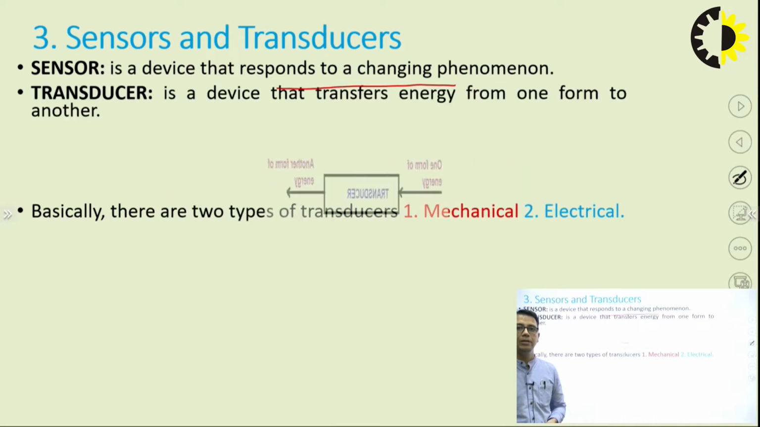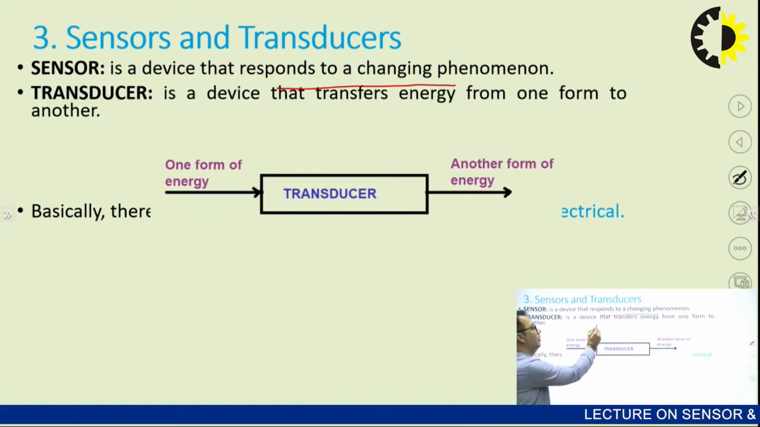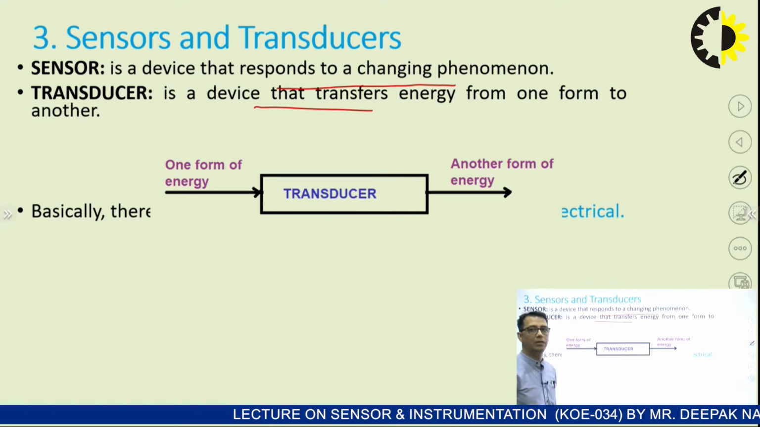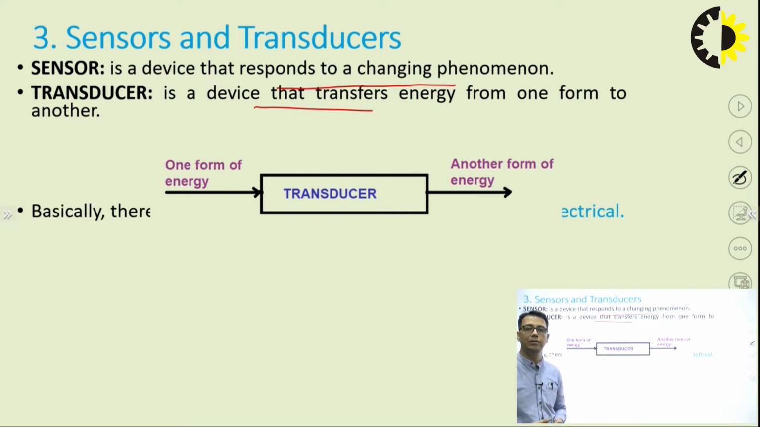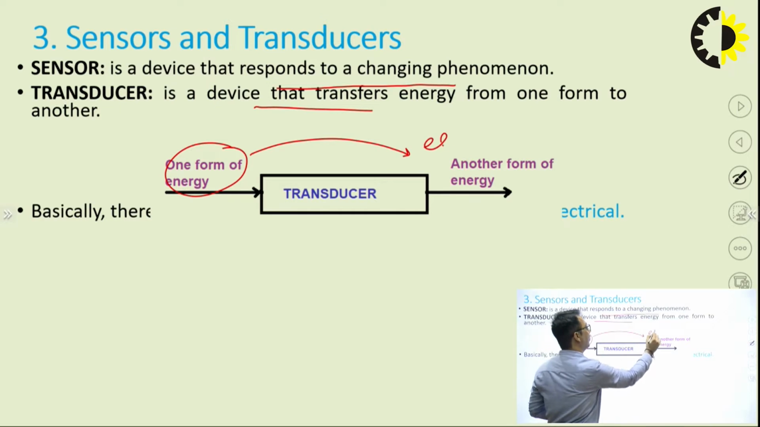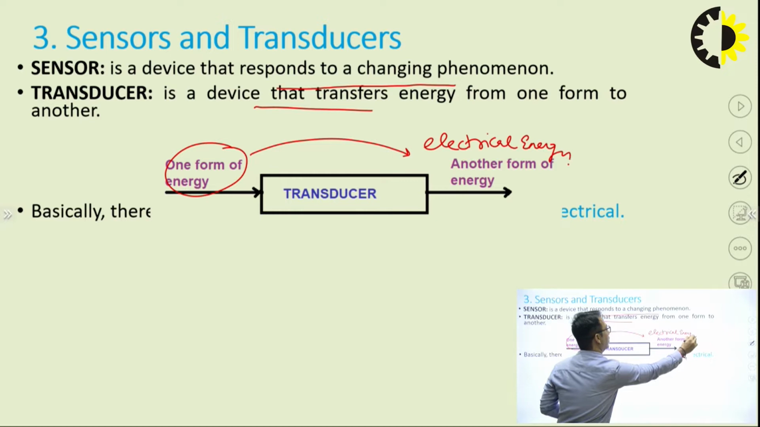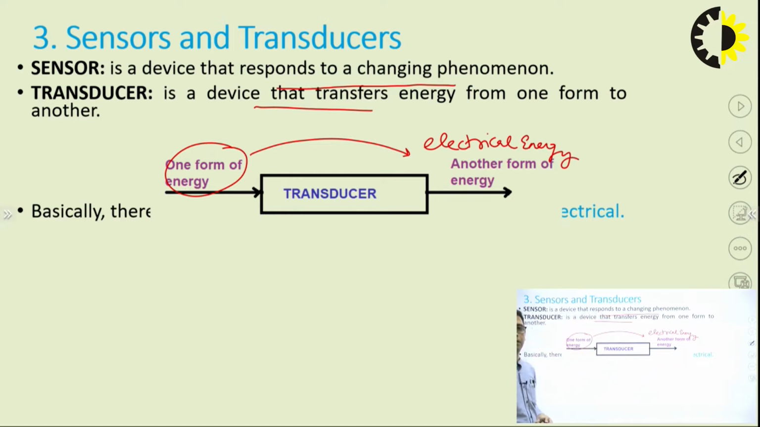And a transducer is basically a device which converts one form of energy into another. Generally today we deal with all signals in electrical form, so we talk about the electrical transducer. So the statement becomes: a transducer is a device which converts one form of energy into electrical energy. So it becomes an electrical transducer.